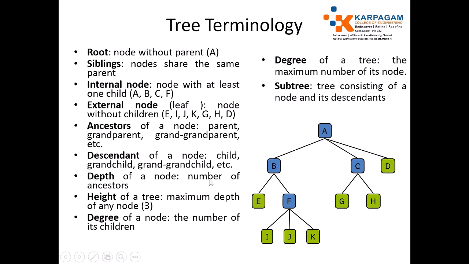This is called degree of a node. The degree of a tree is the maximum number of children of its nodes. Here which node has the maximum number of children? Here F has the maximum number of children. So the degree of the tree is 3.